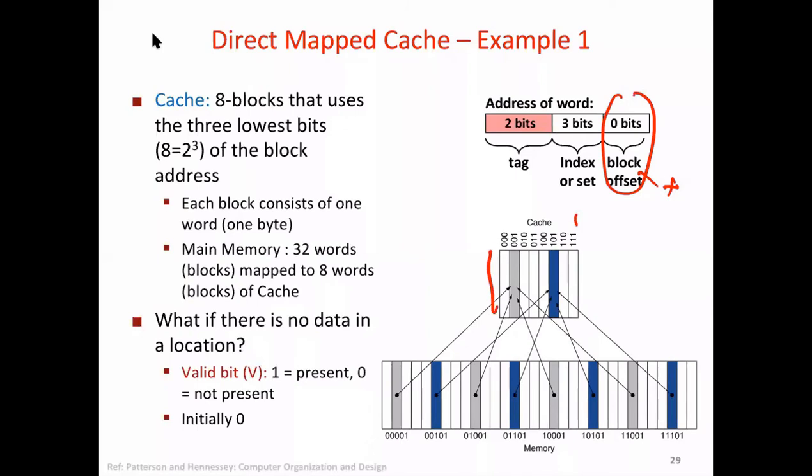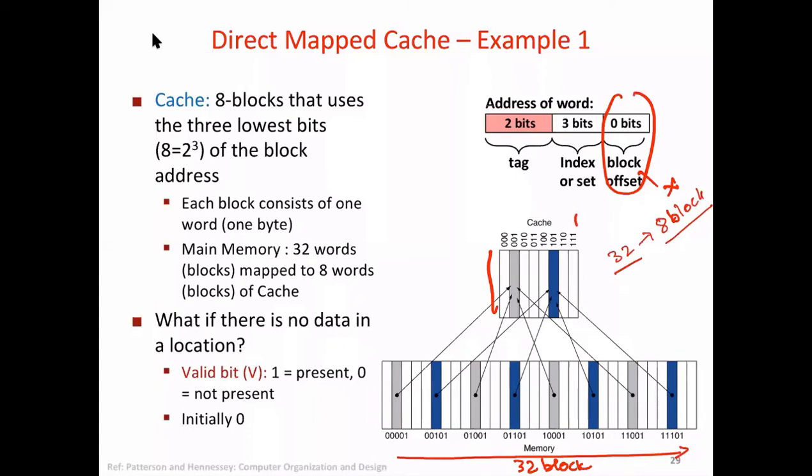Then main memory has how many blocks? 32 blocks, right? And each block is only 1 byte. So now you note that 32 blocks in main memory are mapped to 8 blocks. It means that 4 blocks will be mapped into 1 block in cache. 4 blocks of main memory will get into 1 cache block, right?